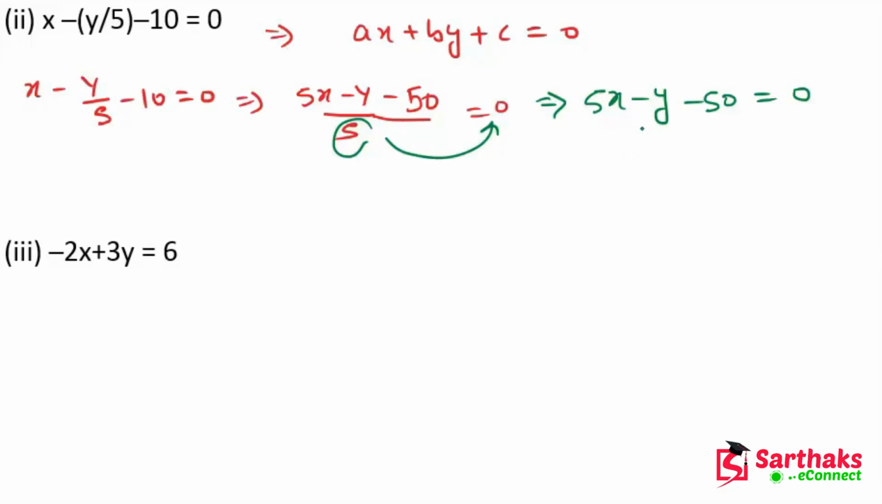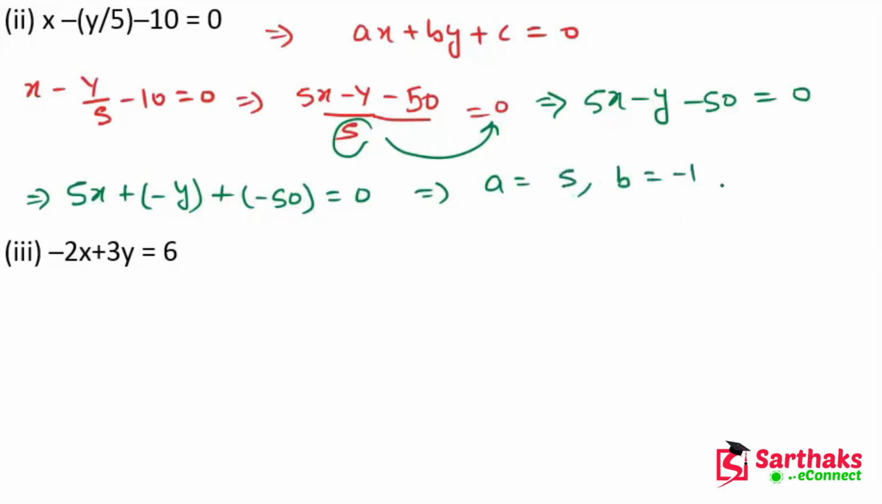Now my dear friends, we have to convert this expression to the standard expression. In this case, we can write this expression like 5x plus minus y plus minus 50 is equal to 0. So we have a is equal to 5, b is equal to minus 1, and c is equal to minus 50. C is equal to what? Minus 50. I hope you understand these things, my dear friends.